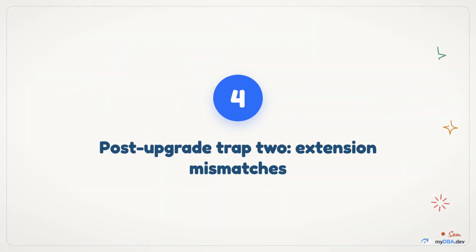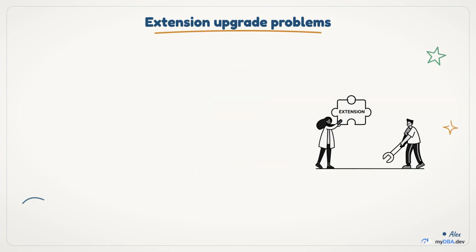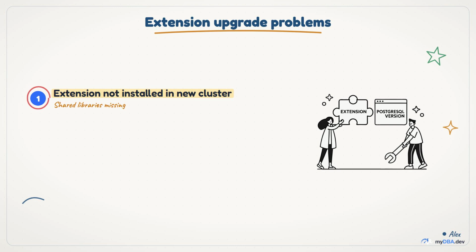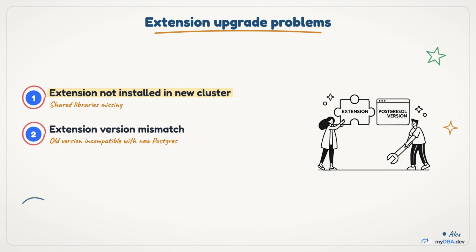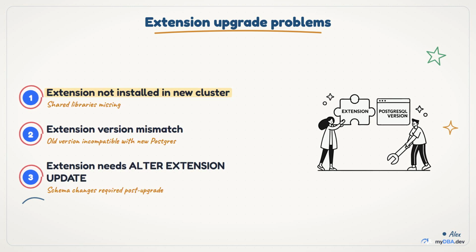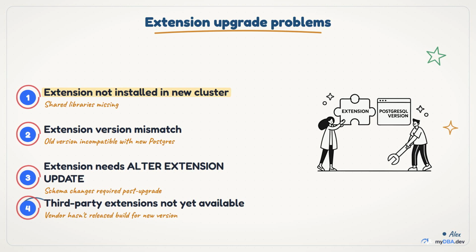What about extensions? Do they just carry over? Not always. Extension mismatches are the second big trap, and they can be subtle. pg_upgrade checks that all extensions in the old cluster are available in the new cluster, but it doesn't automatically update them. If an extension's shared library isn't installed in the new cluster, the upgrade will fail.